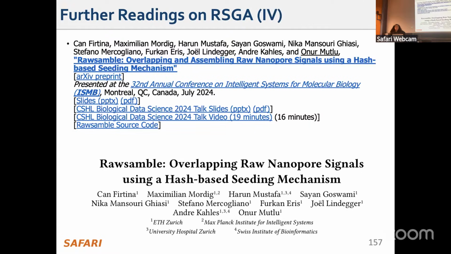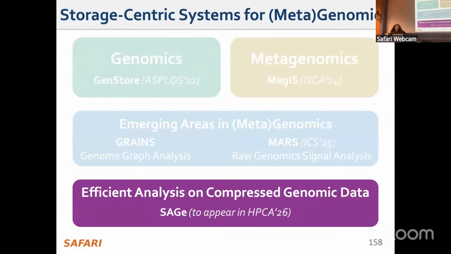And this is also RowHammer. It's a newer work which enables overlapping and assembling raw nanopore signals using a hash-based seeding mechanism. You can imagine how much it can enable, but the key idea is to be able to hash the raw signals. Yeah, so that was it.